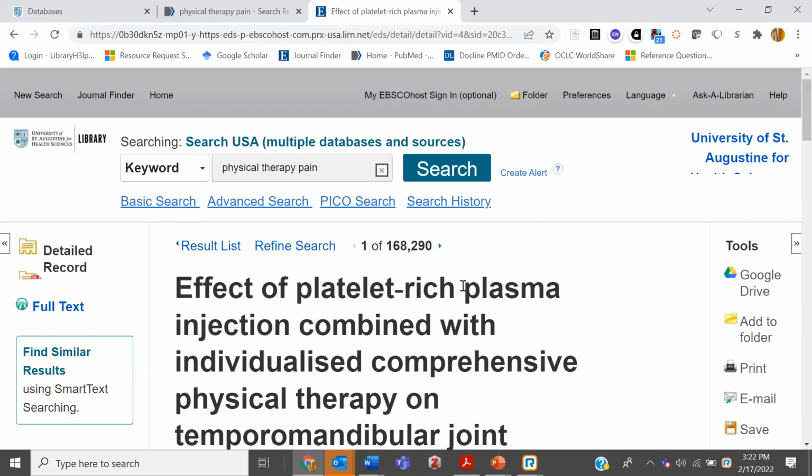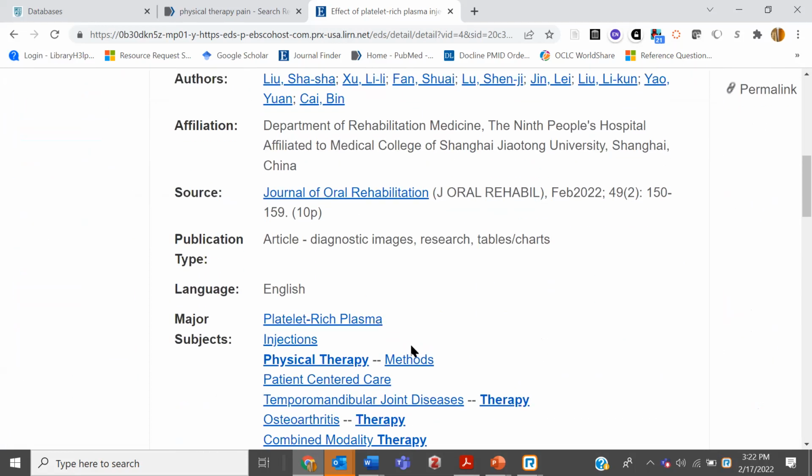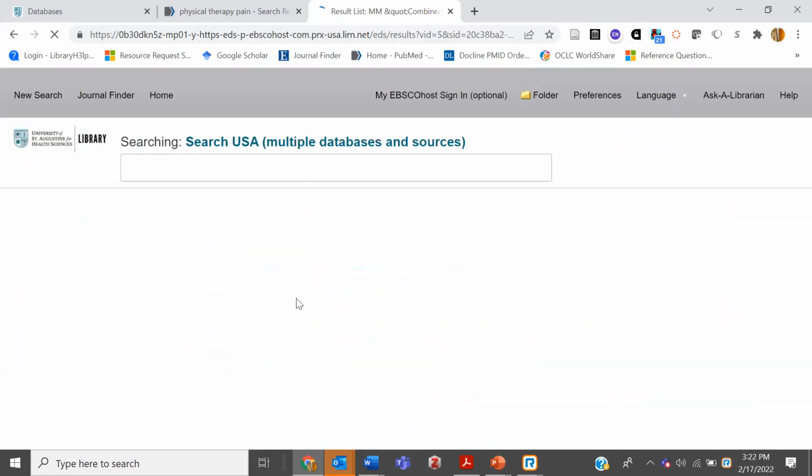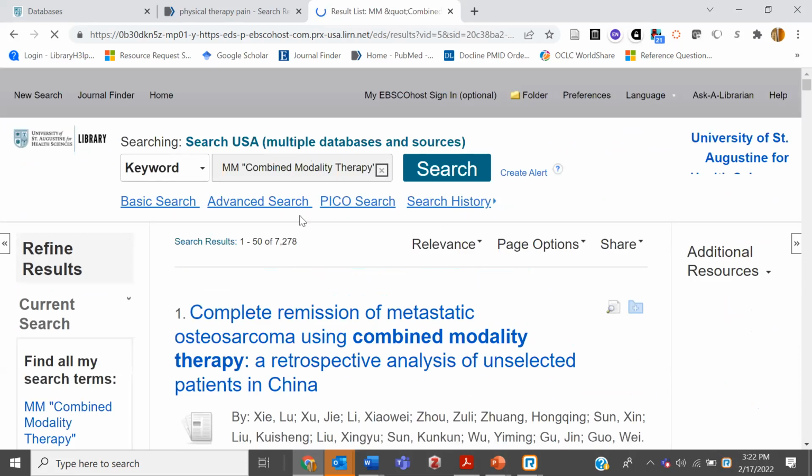And most of these databases are organized in a way that if you're looking at a single record, you can scroll down and click on these linked indexing terms and get a set of results that utilize that specific term. So you can see here at the top, I've clicked that combined modality therapy, and it's taken that phrase and put an MM in front of it.